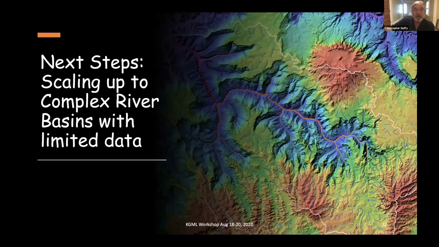Okay, so what are the next steps in this process? We think this is a good experiment along these lines using assimilated data and models, and the physical model with reanalysis is an important product. I'm not trying to argue against that. What we need to do is to make this work at the small scale and scale it up to complex river basins.